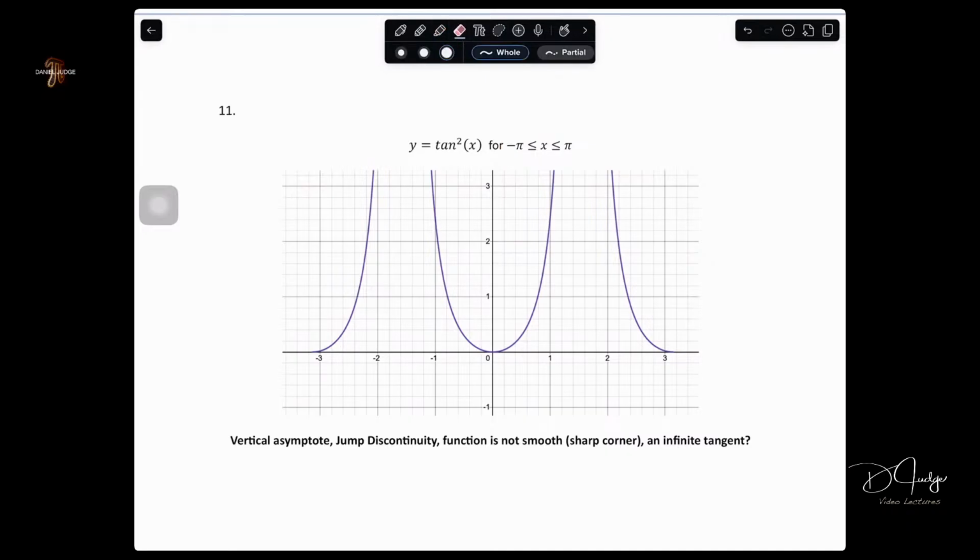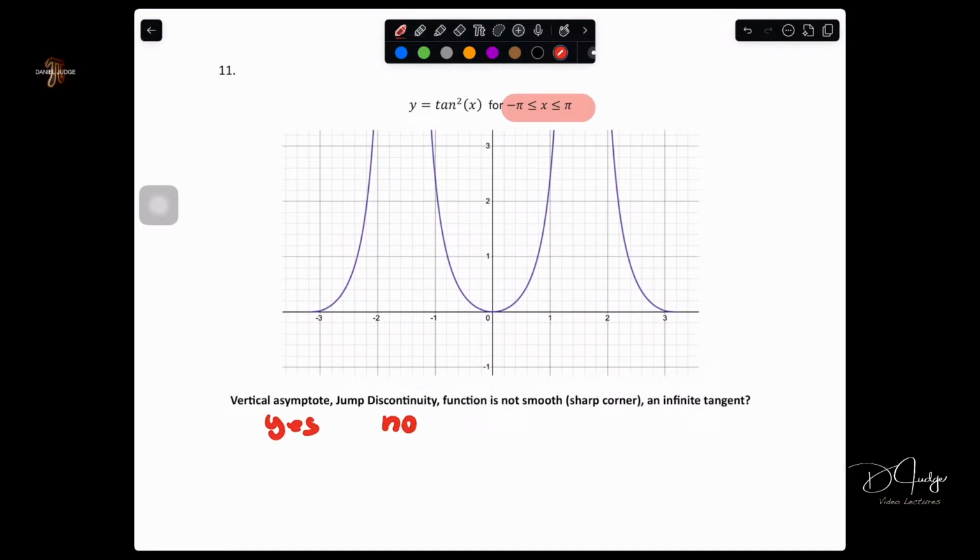Okay, this tangent curve is defined over, again, a restricted domain. And yes, they do have vertical asymptotes. The answer is a yes. If you look at this picture, yes. Jump discontinuities? No. Sharp corners? No. Infinite tangent? No. These are the locations where it's not differentiable, but we do have vertical tangents here. Vertical asymptotes. I keep saying that. I have that on my mind. I was going to make a video on that, but all right. So it does have these locations. Where are they, though?